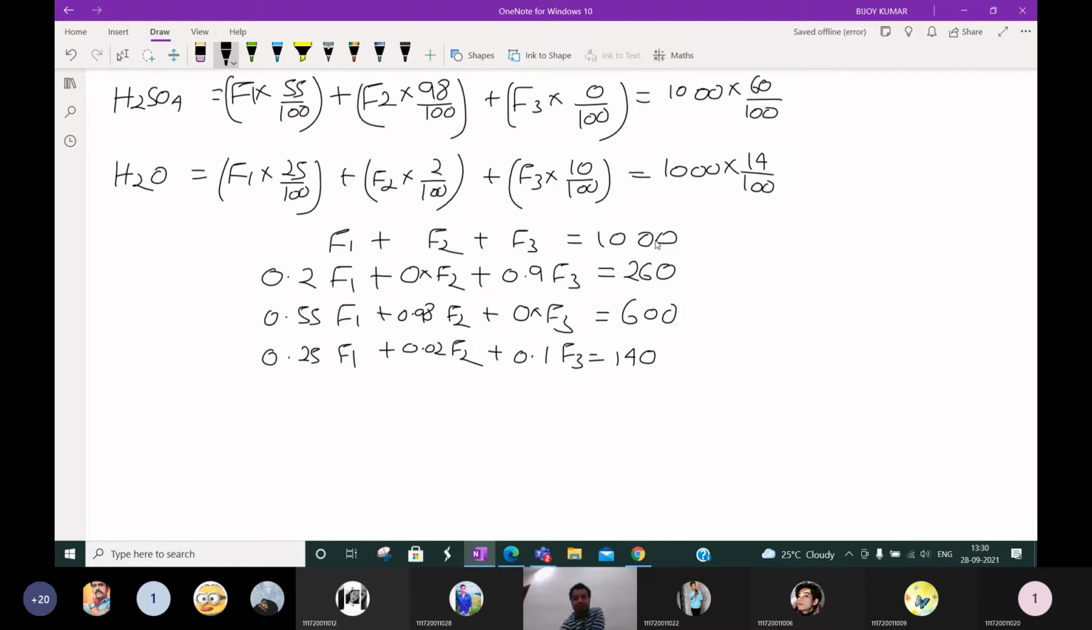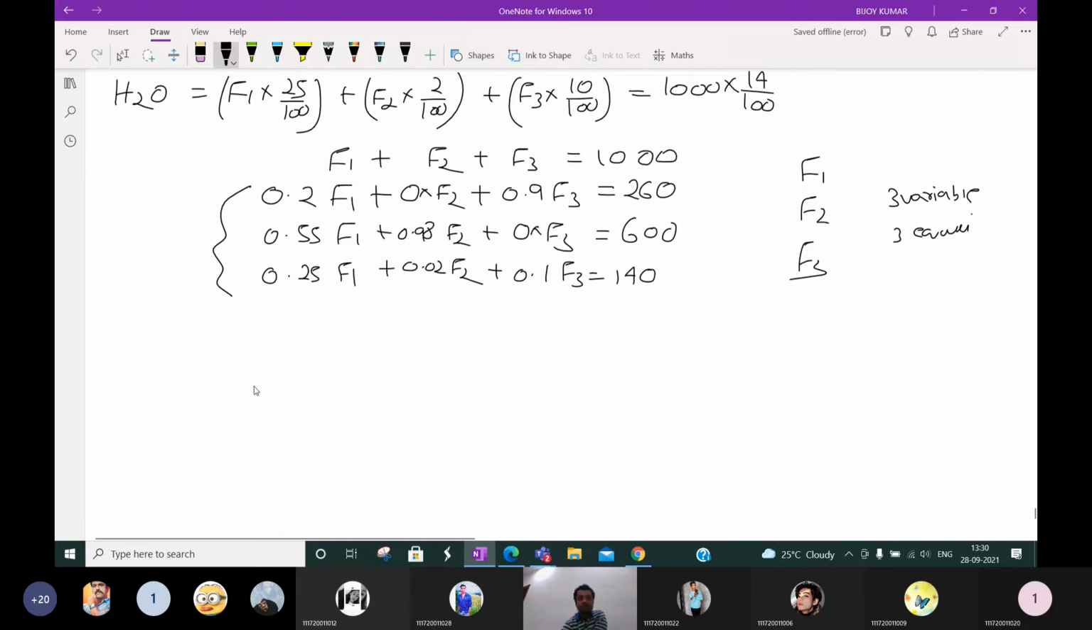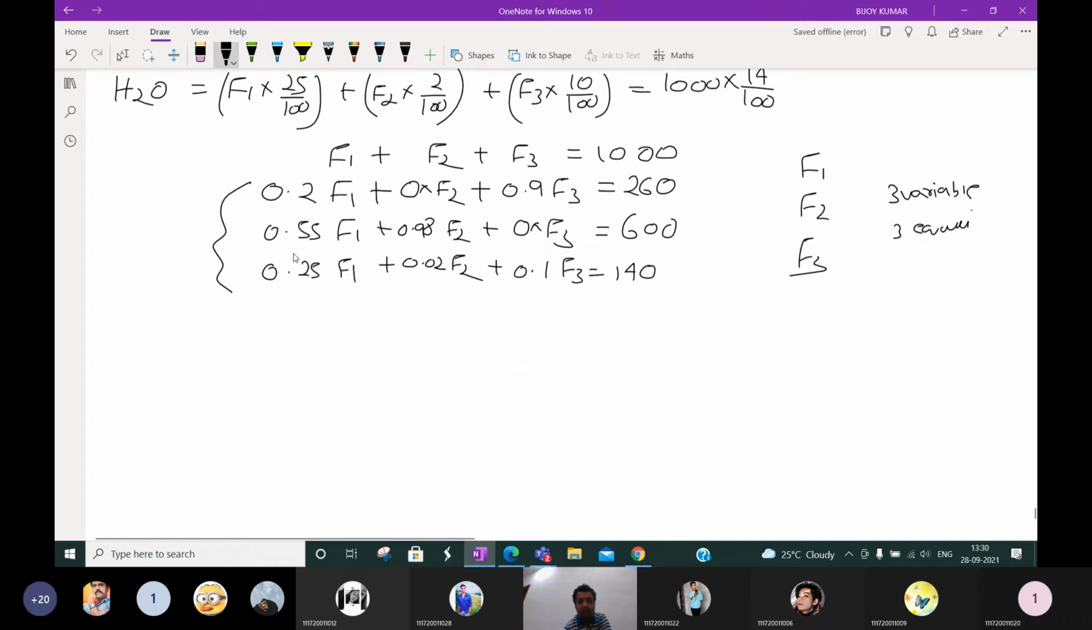Next, what is asked in this question is to find F1, F2 and F3. So how many variables are there? 3 variables. To solve 3 variables, how many equations are required? 3 equations. So out of these 4 equations, just take any 3. Suppose I take these 3 equations. So how to solve it? Any one of you please solve it, or I will tell you how to solve it in the calculator.